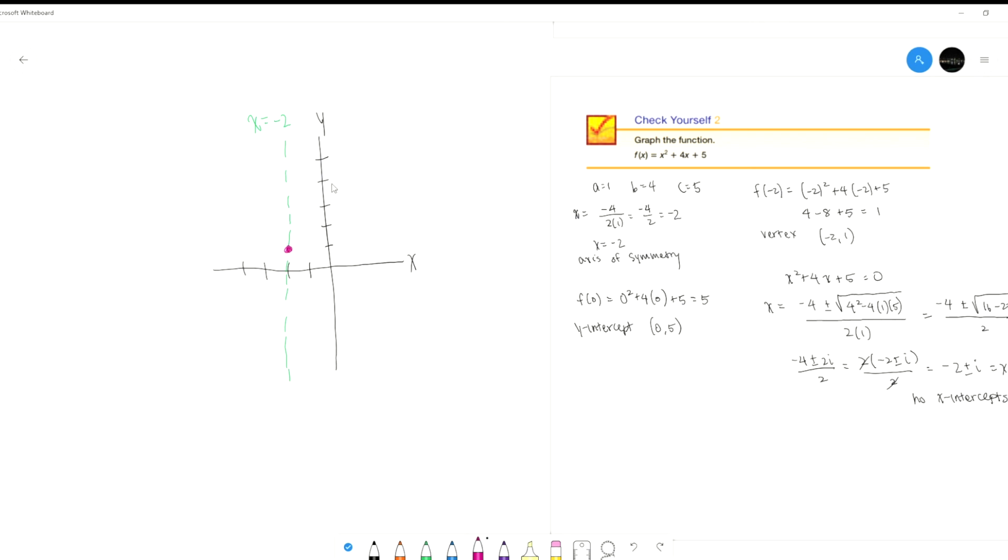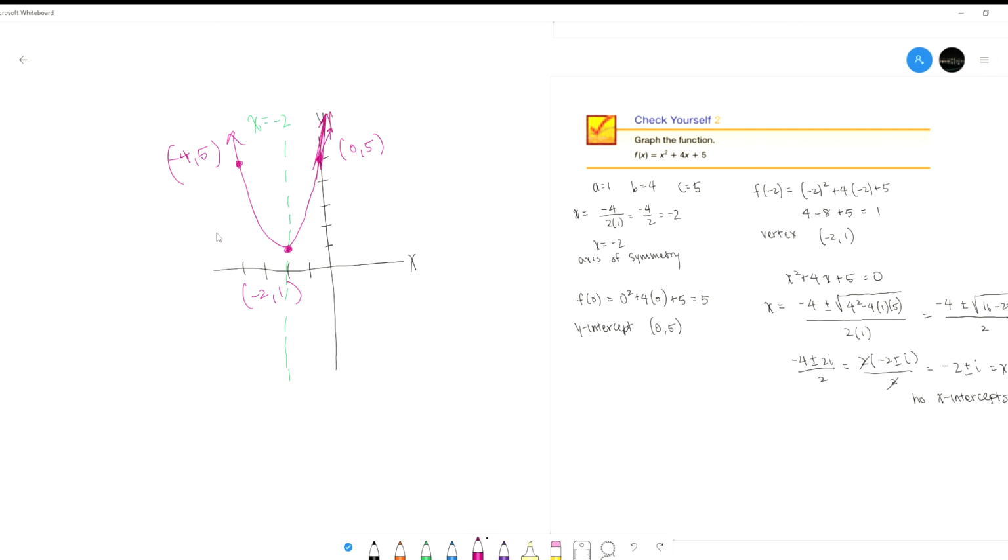The y-intercept is 0, 5. Right? So the point symmetric to this 0, 5 would be 2 units to the left and up 5, right? So y-intercept was 0, 5. The vertex is -2, 1. The symmetric point is -4, 5. So now that we have 3 points, right, one on each side, we can sketch the curve of the parabola like this. It should be going up like that.